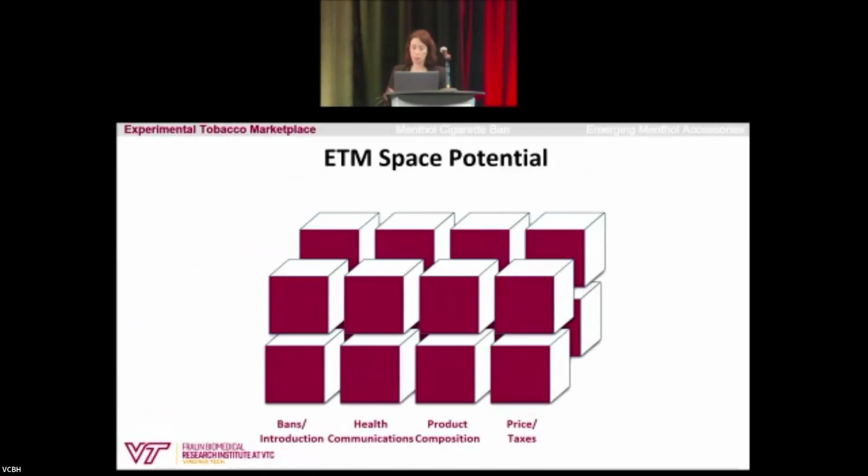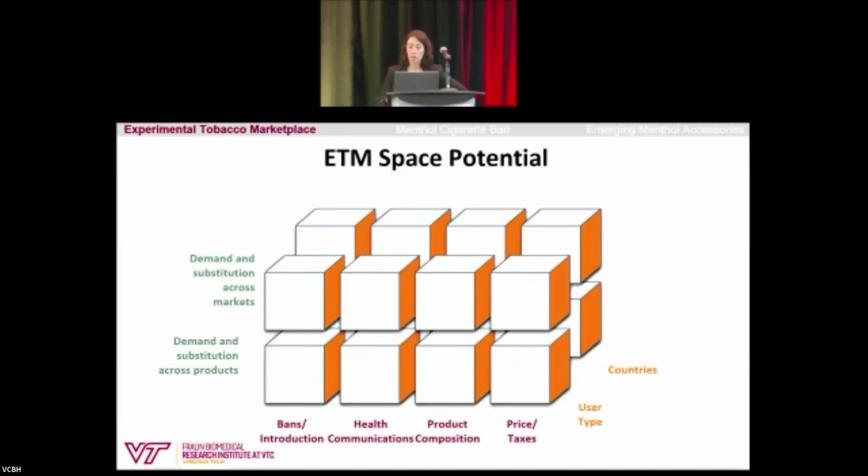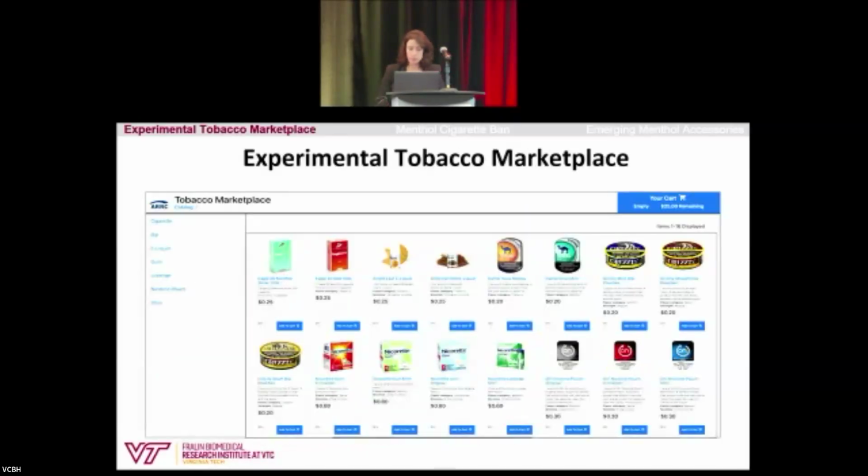And these are just big policy categories that may include several others. We can look at the effect of policies on demand and substitution across products or across markets, such as the legal and illegal market. In different groups, including different user types, those who exclusively smoke or those who use products concurrently, or even different countries.